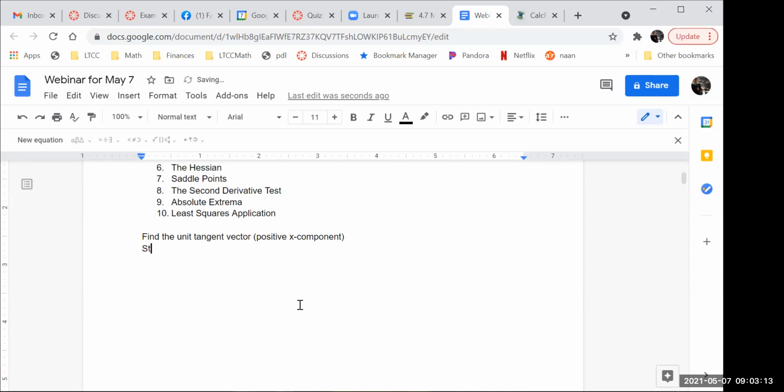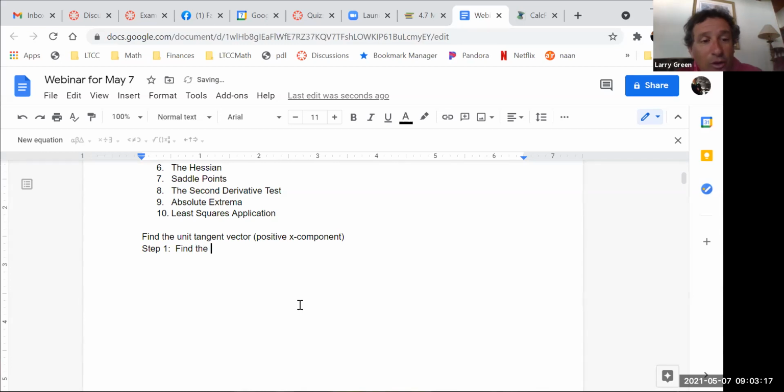Step 1 is find the normal vector. Okay, so find the normal vector. Now, how do you find the normal vector to a tangent plane?